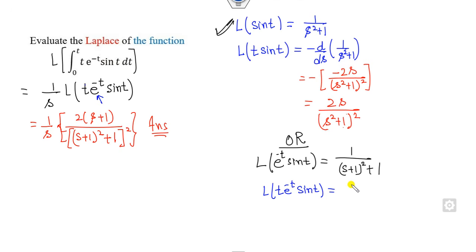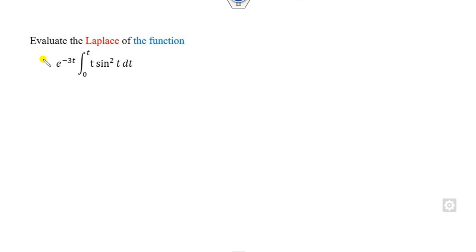So what is the first derivative of this? Minus 2 times (s plus 1) over ((s plus 1) square plus 1) square. Now you can see minus minus plus, and you can see the same answer as here. Now your target is again to apply the Laplace of this value. Fine. This will give you the shifting first theorem.